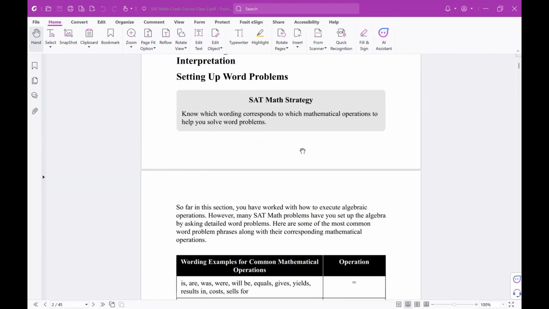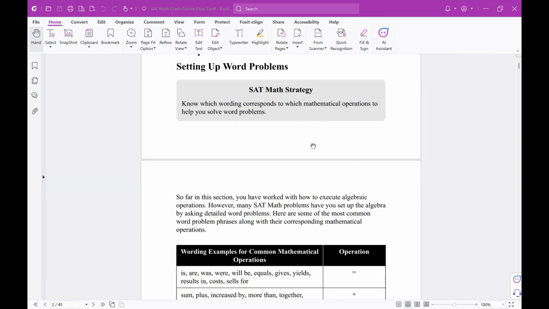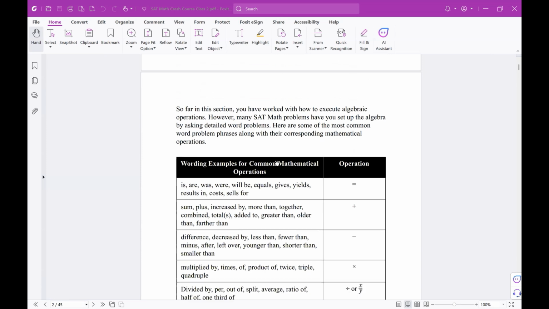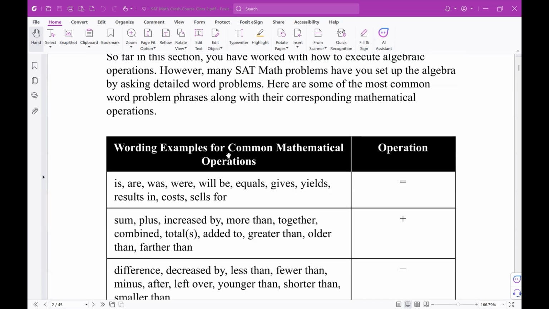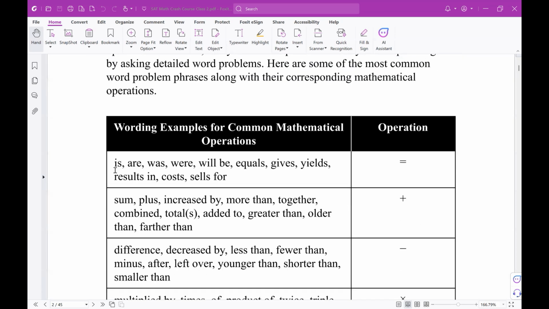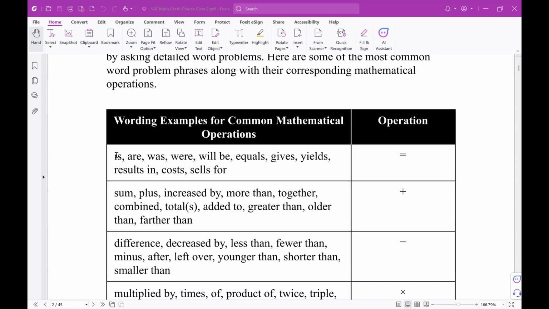Before we start the word problems, we just need to know the basic thing. For example, wording examples for common mathematical operations. They're saying: is, are, was, were, will be, equals, gives, yields, results in, cost, sells for. We will use the equal sign. And I don't think that's a very good way to memorize these phrases or words, so we are not going to do that.